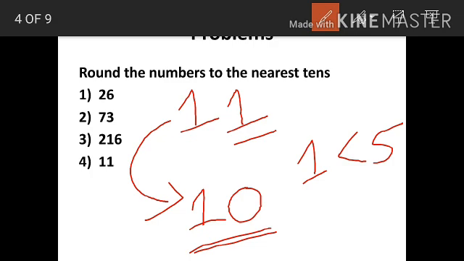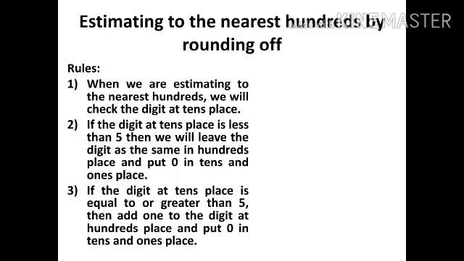Estimating to the nearest hundreds by rounding off. When we are estimating to the nearest hundreds, we will check the digit at tens place. If the digit at tens place is less than 5, then we will leave the digit as the same in hundreds place and put 0 in tens and ones place.